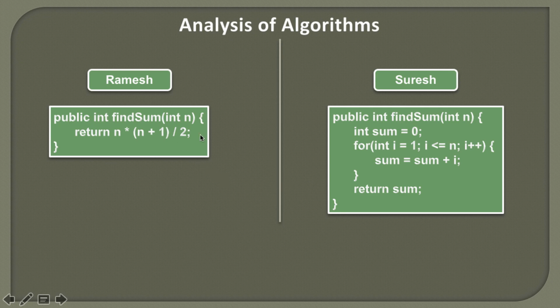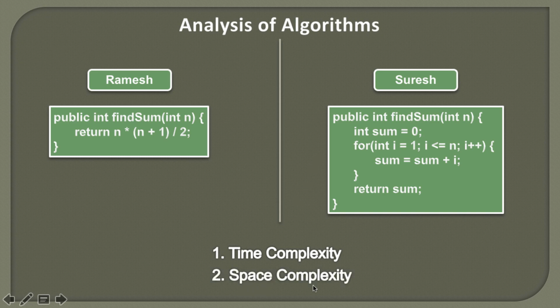So friends, here you can see these are the two algorithms which can solve our problem of finding the sum of the first n natural numbers. But there is no way to figure out which algorithm is better than the other. So in order to determine the best algorithm among these two, we usually check two things. One is the time complexity, that is, how much time these algorithms are taking to complete. And another is the space complexity, that is, how much memory this algorithm is taking to complete.